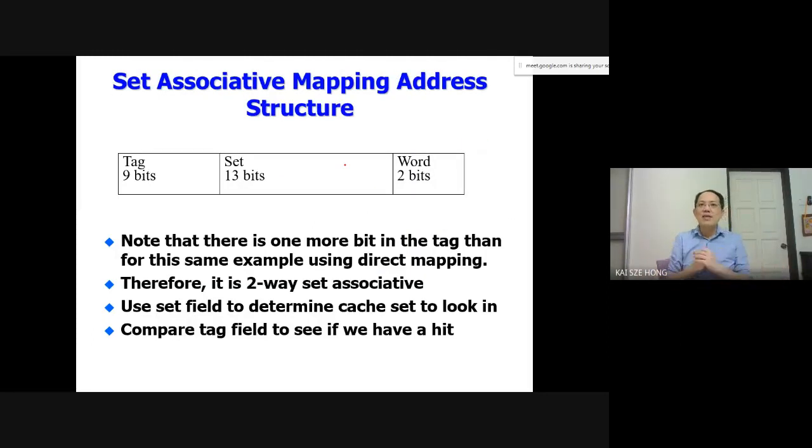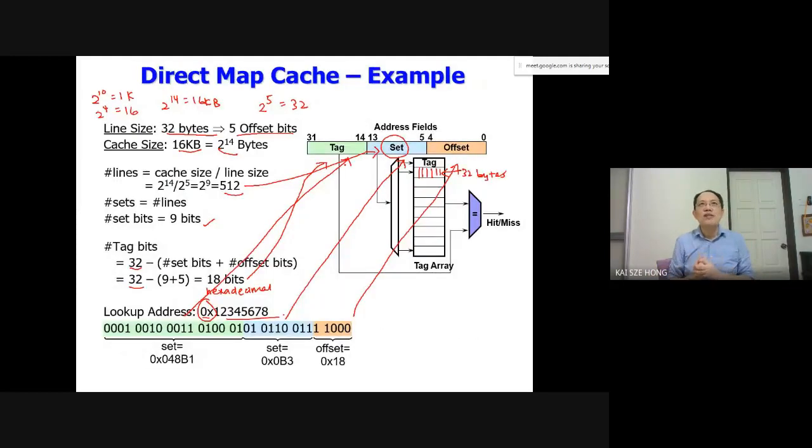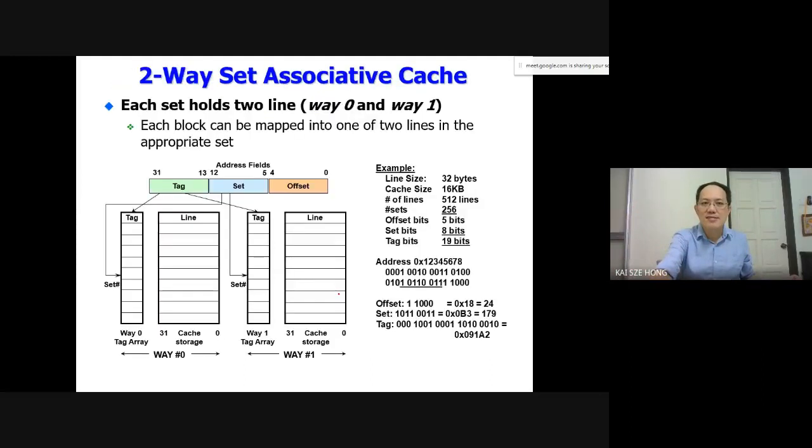After that, the designers found that the direct mapping cache has very low performance. So that's why they invented the set associative mapping. What's the difference between the set associative and the direct mapping is that there is a two-way set associative, which means they have two caches together for this design. As you can see, they duplicate the direct mapping.